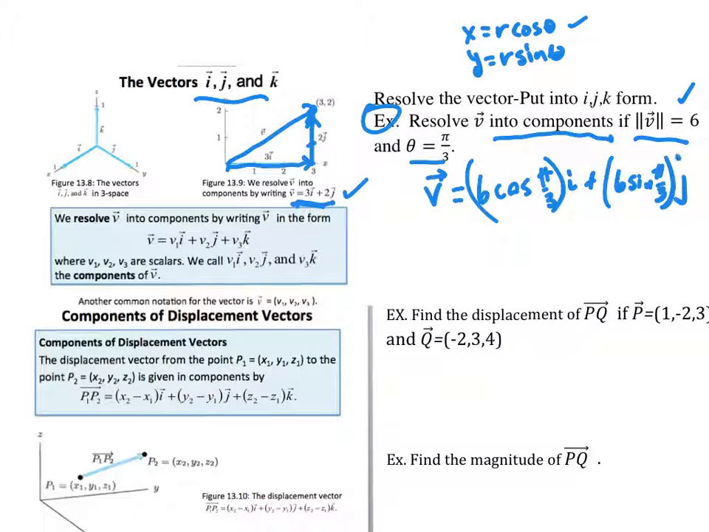And I want to do that in the y direction. So if I want to put this vector into components, I got v is equal to 6 times the cosine of pi over 3 is going to be 3i plus 6 sine of pi over 3 would be 6 square root of 3 over 2. So it would be 3 square root of 3 j. So there's your vector.